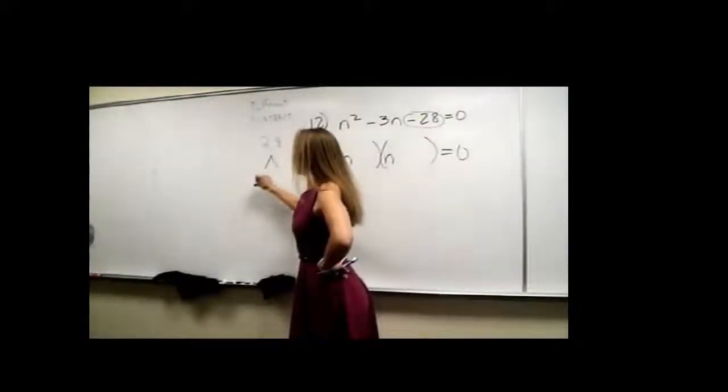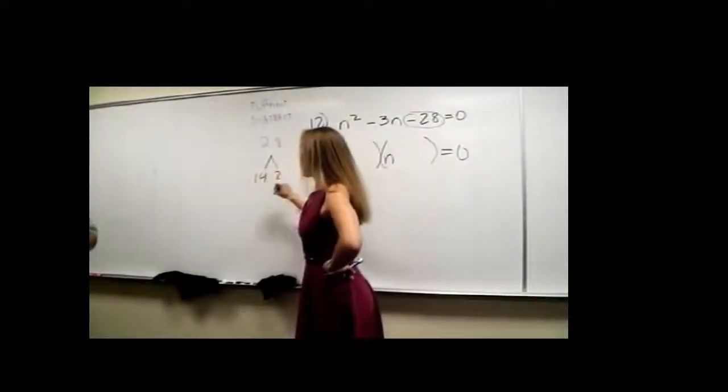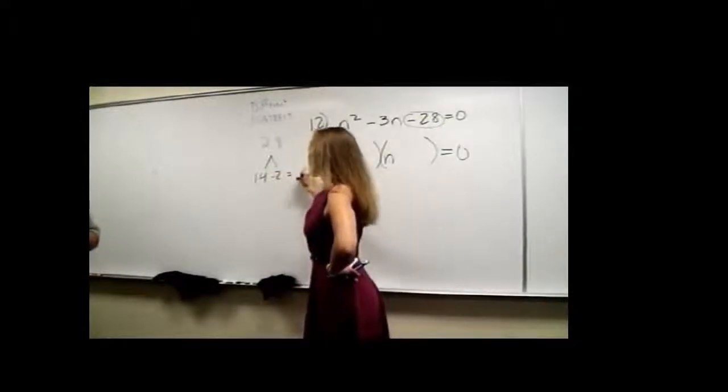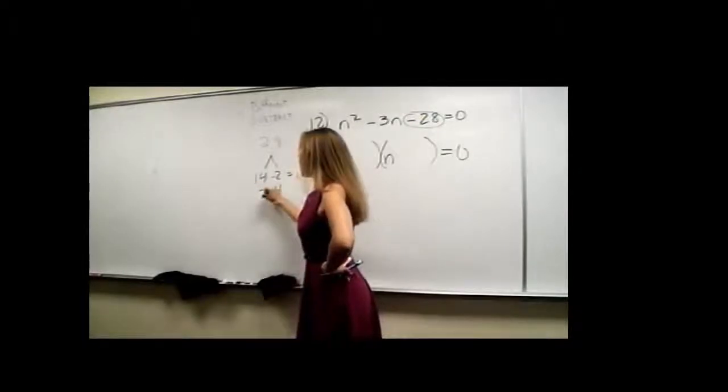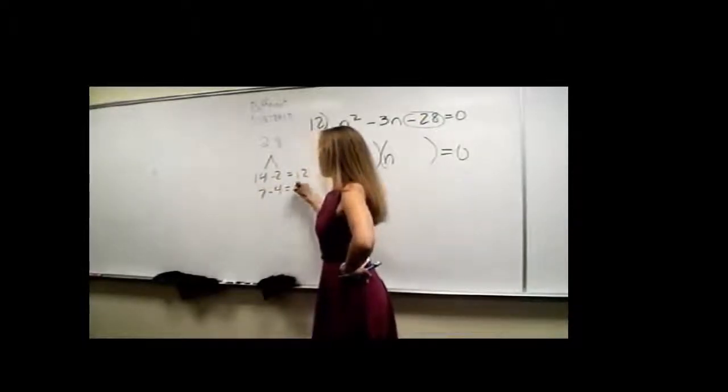Well, we know that 14 and 2 are factors, but if I subtract those, 14 minus 2, that's 12, so that's not going to work. We don't like that. So instead, we're going to pick 7 and 4. If I subtract these, what do I get? I get 3.